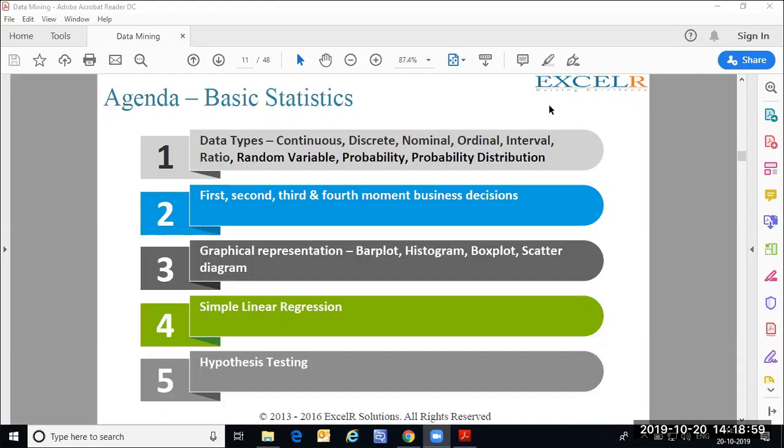And towards the last of the basic statistics, we're going to discuss hypothesis testing, which is a backbone for us to prove whether the assumptions we make about the business problems are correct or wrong. To be able to determine that statistically, that's where hypothesis testing is very useful, right?